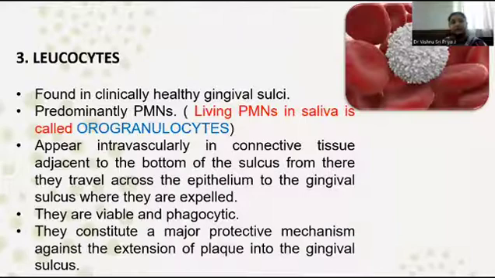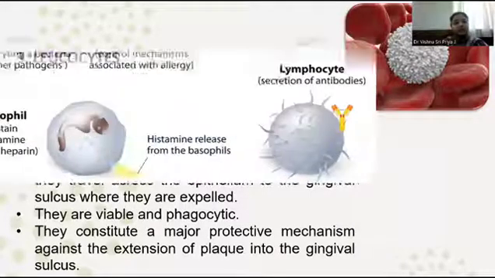sublingual gland. Coming to the third important component of your defense mechanism of gingiva is the leukocytes, which is found in clinically healthy gingival sulcus, predominantly PMNs. A living PMN in your saliva is called as orogranulocytes, which appear intravascularly in connective tissue adjacent to the bottom of the sulcus. From there, they travel across the epithelium to the gingival sulcus where they are expelled. They are viable and phagocytic. They constitute a major protective mechanism against the extension of plaque into the gingival sulcus.